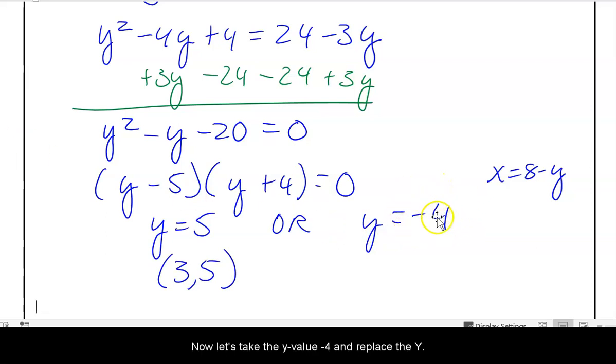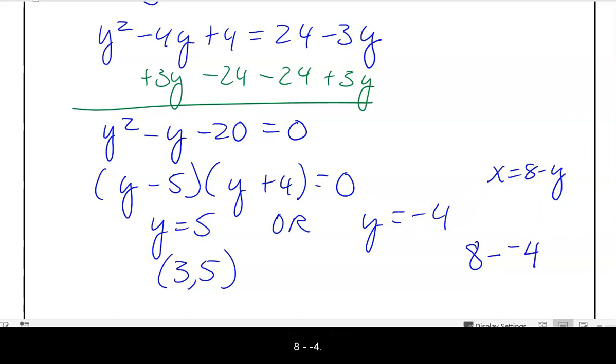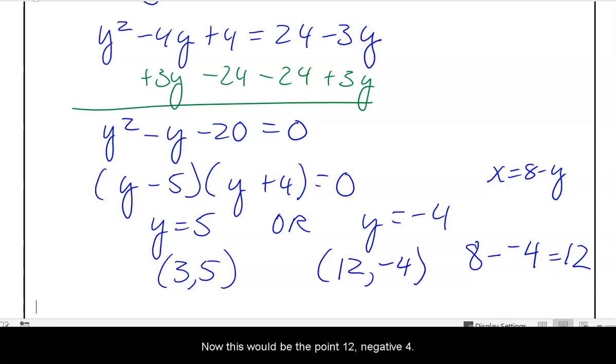Now let's take the y value negative 4 and replace the y. Since this involves negatives, I'm going to be a little more careful. This is 8 minus, from the formula, but the y value itself is negative. That's 8 minus a negative 4, which gives me 12. Now this would be the point (12, -4).